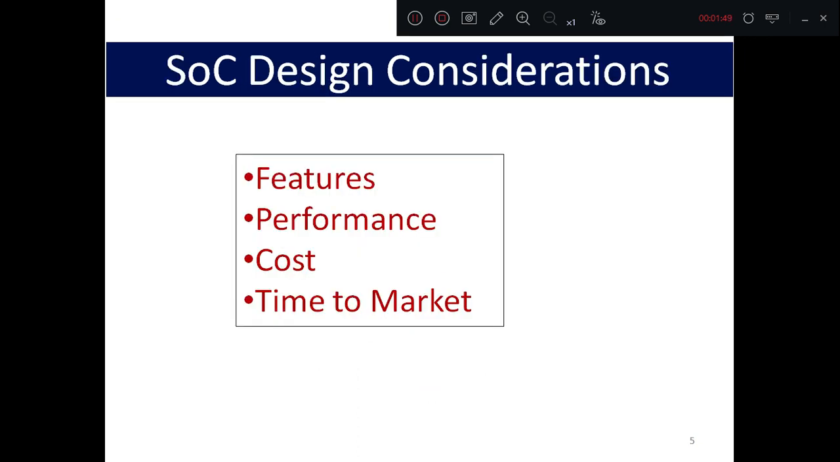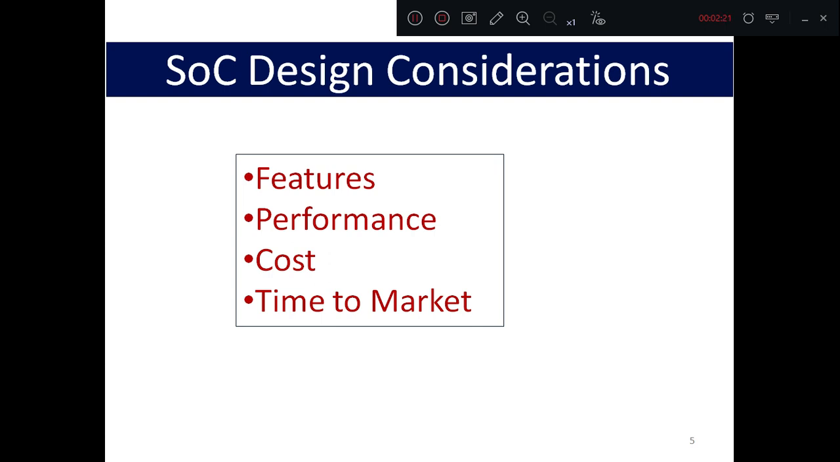Now, which are the SoC design considerations? They can be divided into features, performance, cost, and time to market. Features include specification, product requirements, and good end user experience. Always your product should have a good end user experience. The features may be a type of display, or audio or video or USB, etc.